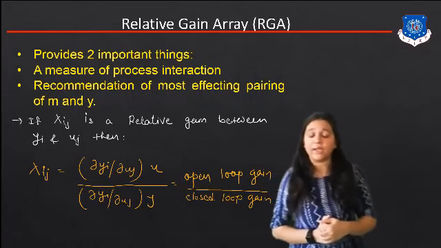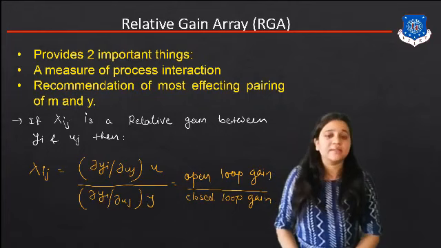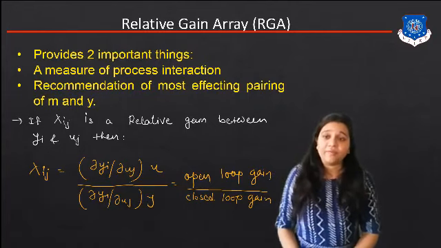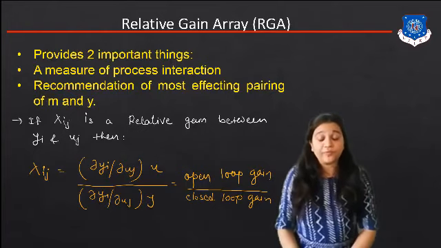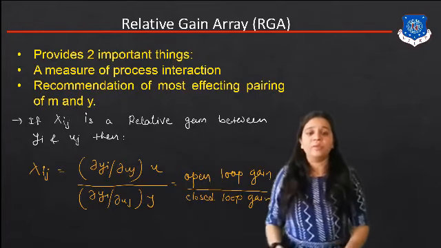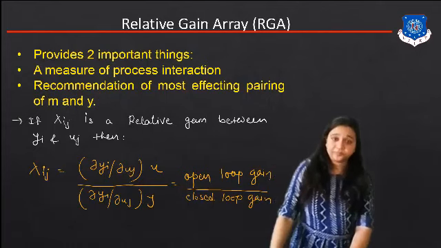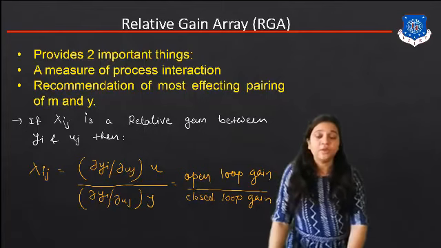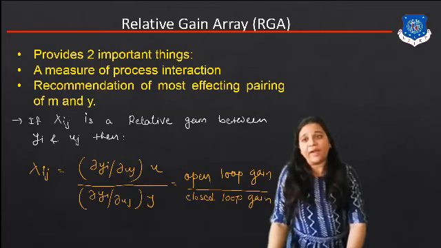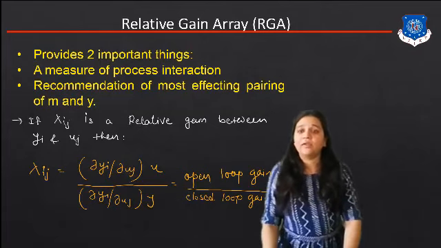of M and Y. As we discussed in the last session, there are different types of MIMO system in the control system. So we can change the pairing of the MIMO system. We can change the manipulated variable and the control variable. So which pair is best for this particular system, that we have to identify using the relative gain array.